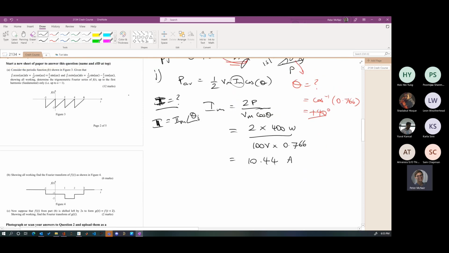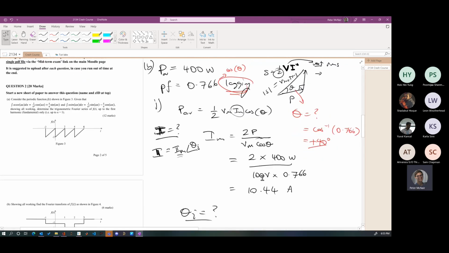So we've got Im, we've got half of our value. Now, theta I. How would we go about finding theta I? Well, I guess we can, yeah, Yuval. I guess we can turn to what do we know?